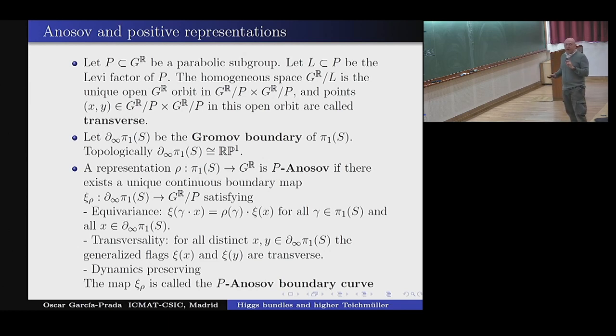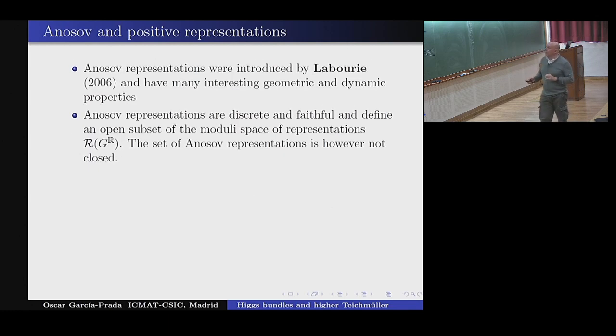But the important fact to retain is that there is this map from the circle to this flag variety, to the generalized flag variety, G/P, and this map is called the P-Anosov boundary curve, right? So that's one thing.